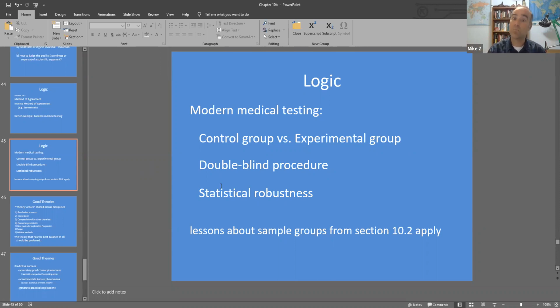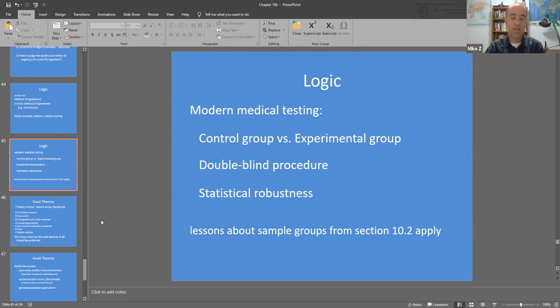And then you want the groups to be as big as possible. You want the groups to be representative of the whole population. You want to repeat this experiment over and over again as many times as you can. This gives you the statistical robustness so that you can have a lot of confidence that what you figured out is happening to these samples, the control group and the experimental group, what you learned about that can be applied to the whole population. And these lessons about sample groups that we learned about in section 10.2, those obviously apply, right? You need to have a good sample, a large enough sample, one that's representative of the whole population.